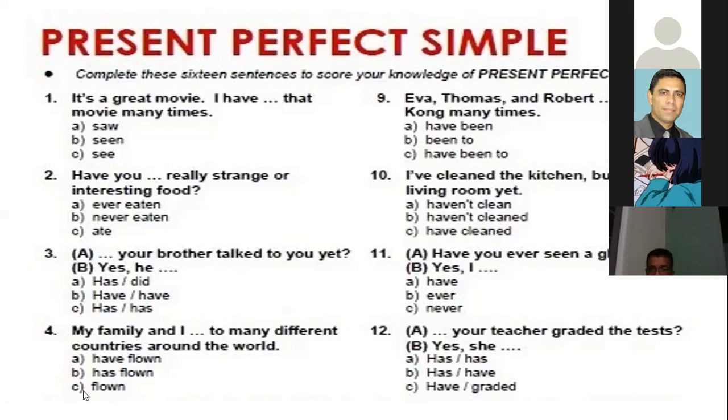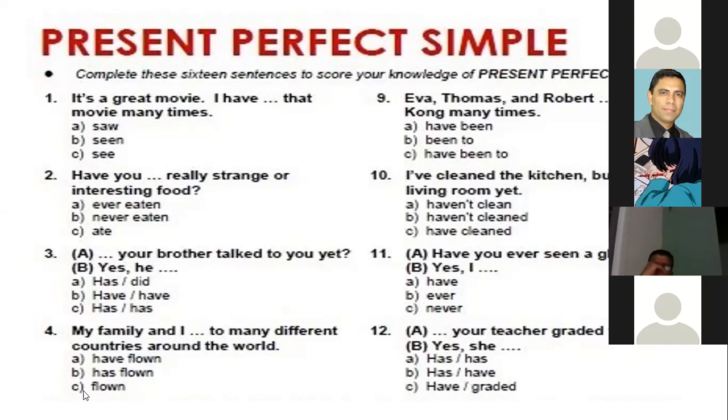Okay, number 10. Volunteer for number 10. Katia? Okay, Katia, number 10. I cleaned the kitchen, but I haven't cleaned the living room yet. Okay, it's letter B, right? Yes. Okay, good. Nice, very good.